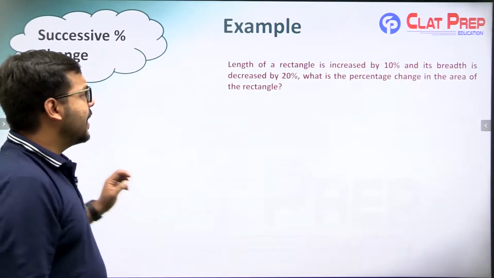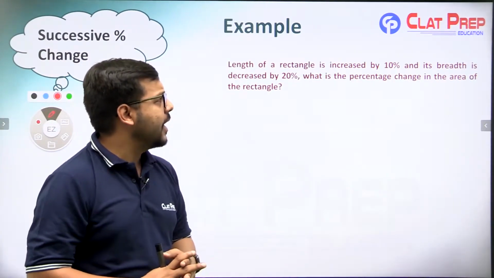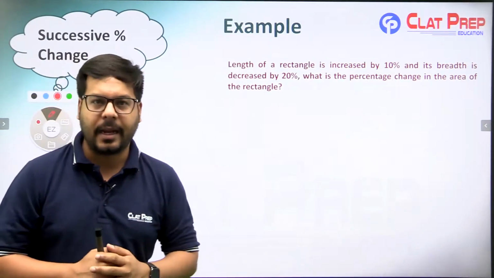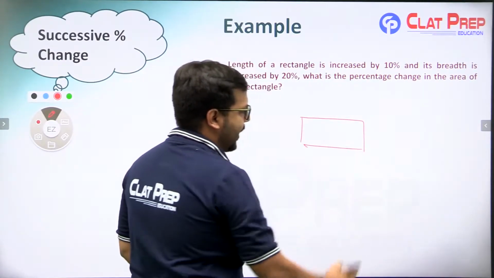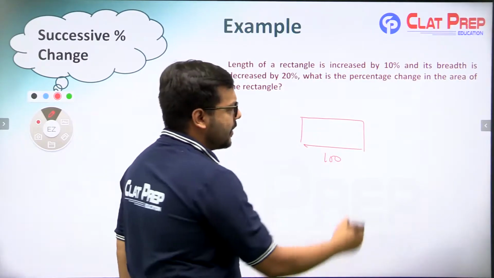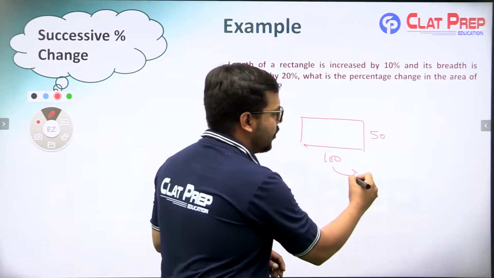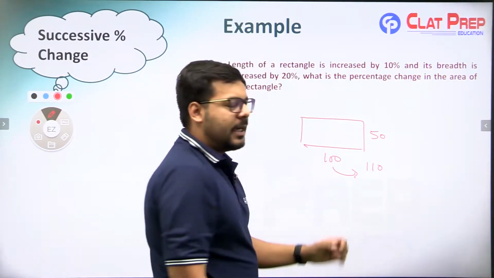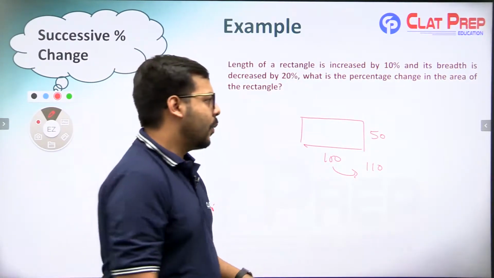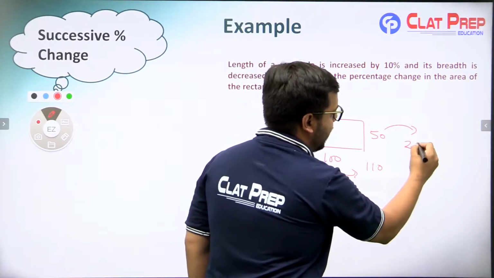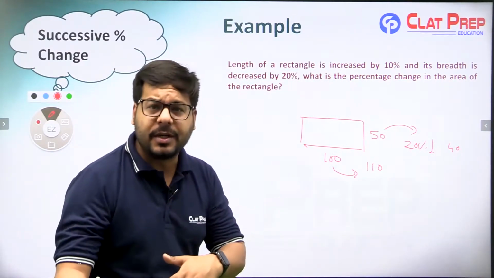Suppose the length of a rectangle is increased by 10% and its breadth is decreased by 20%, then what will be the percentage change in the area of the rectangle? Now what generally people do here is they assume the rectangle's length is 100 and the breadth is 50. The length is increased by 10%, so the new length will be 110. The breadth is decreased by 20%, so the new breadth is 40, and then they will try to calculate the percentage change in the area.